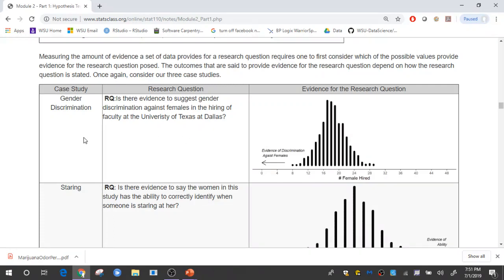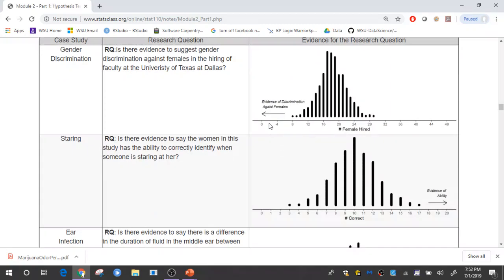Again, we've informally talked about that through the previous case studies. I'll just remind you of 3 of the case studies here. So the gender discrimination: the research question is, is there evidence to suggest gender discrimination against females in the hiring of faculty at the University of Texas at Dallas? The end of the distribution that I care about there is the left end, because that would indicate evidence of discrimination against females. Having too few females on this number line would indicate discrimination.